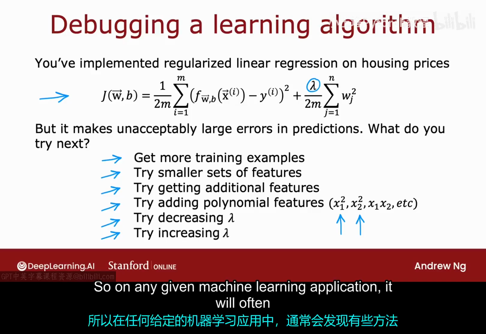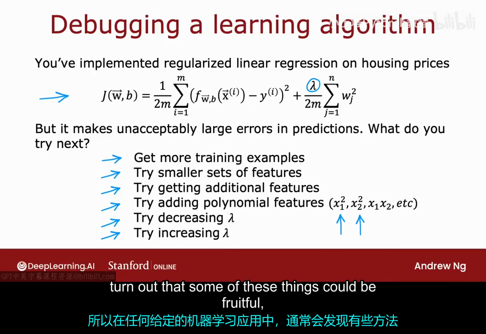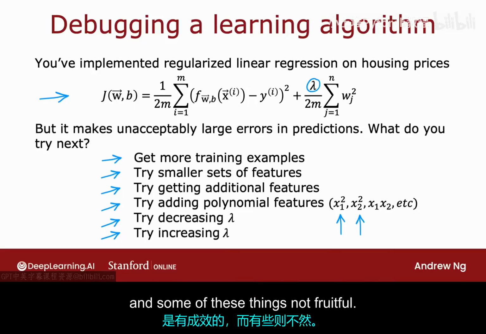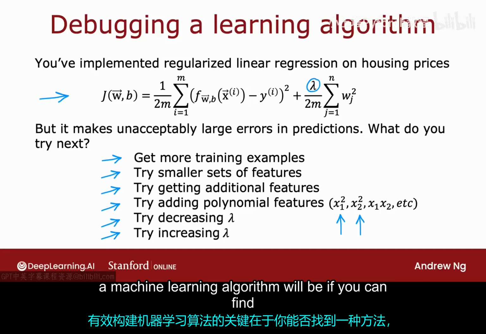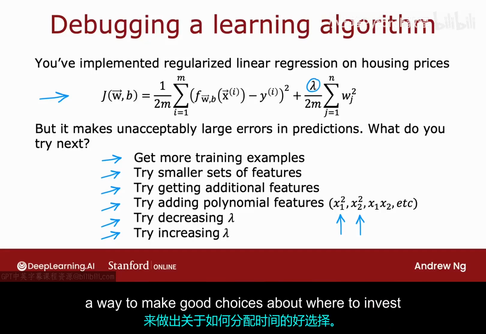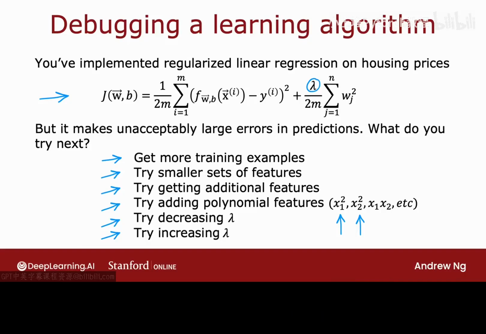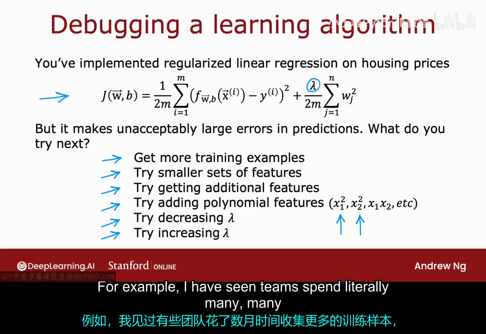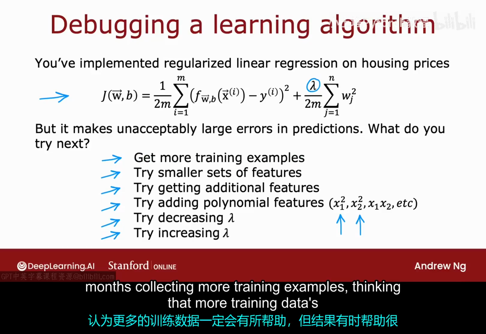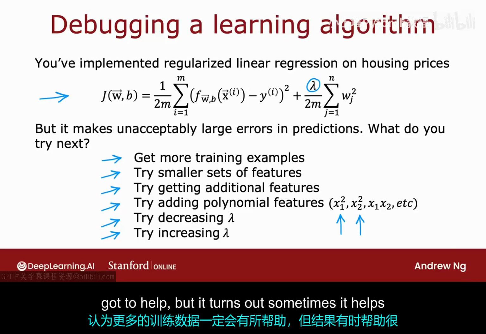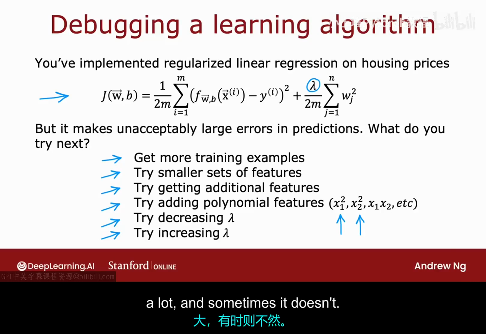So on any given machine learning application, it will often turn out that some of these things could be fruitful and some of these things not fruitful. And a key to being effective at how you build a machine learning algorithm will be if you can find a way to make good choices about where to invest your time. For example, I have seen teams spend literally many months collecting more training examples, thinking that more training data's gotta help. But it turns out sometimes it helps a lot and sometimes it doesn't.